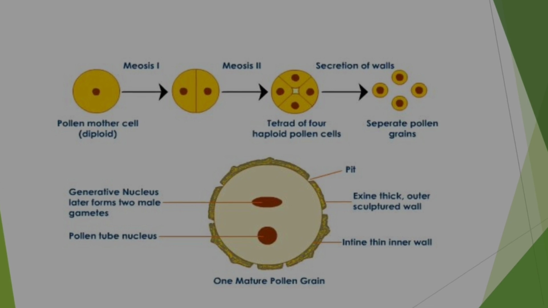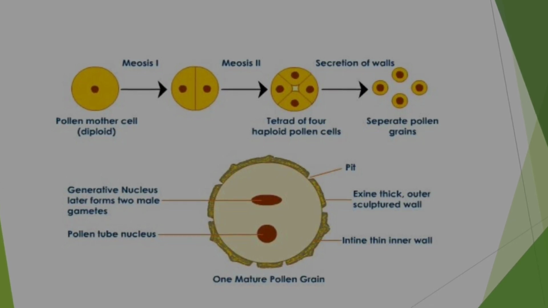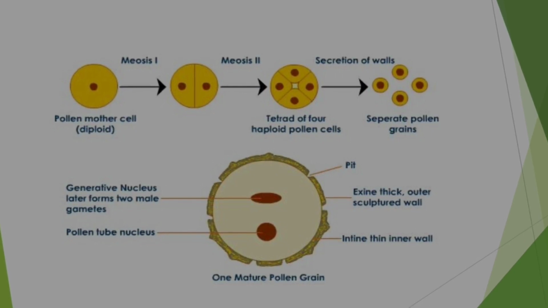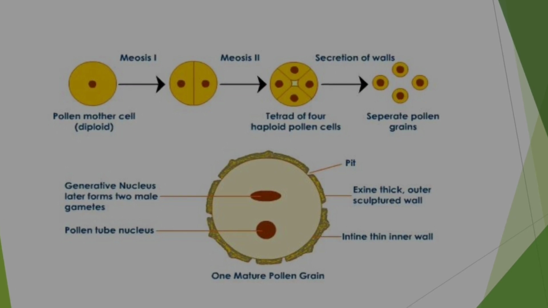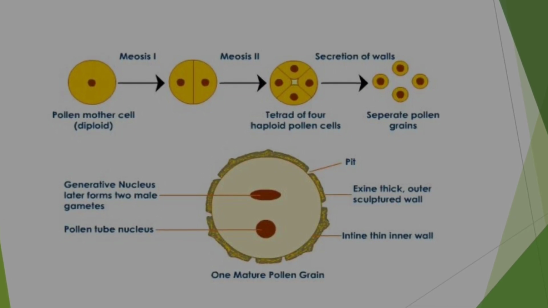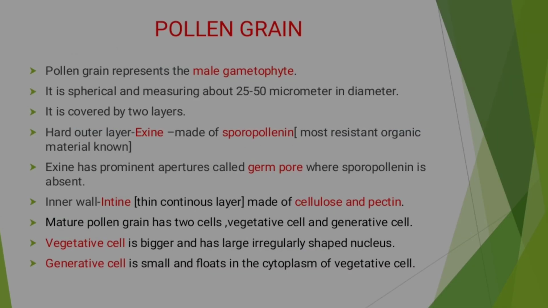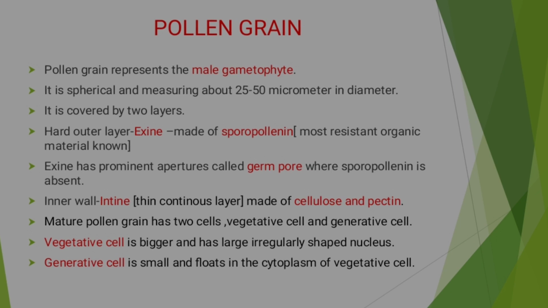Pollen mother cell is diploid in nature and it undergoes meiosis 1 to form 2 cells and later meiosis 2 to form 4 cells. A tetrad of 4 haploid pollen cells, and they secrete walls around them and develop into separate pollen grains. Pollen grain. Pollen grain represents the male gametophyte. It is spherical and measures about 25 to 50 micrometer in diameter.